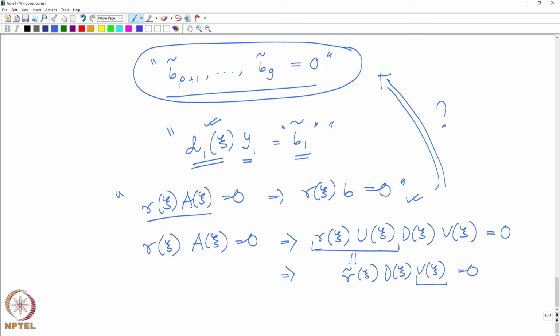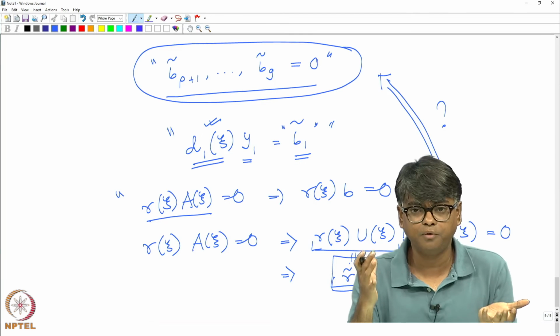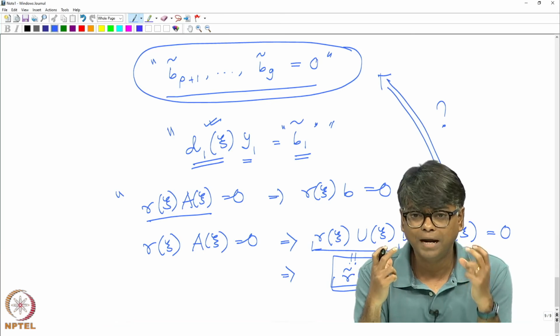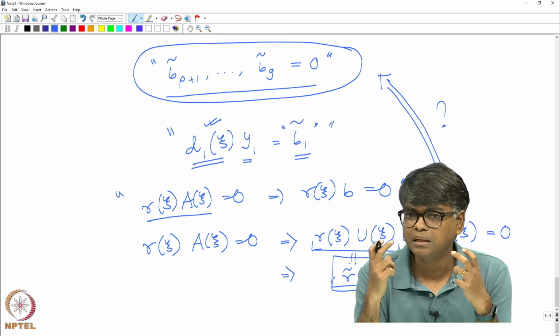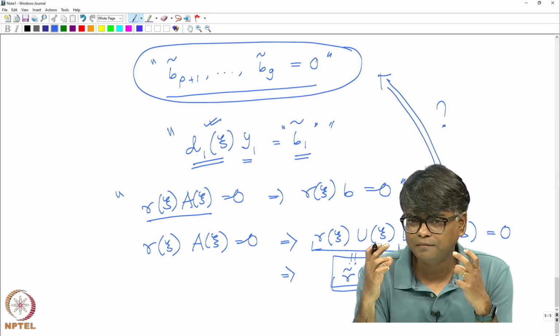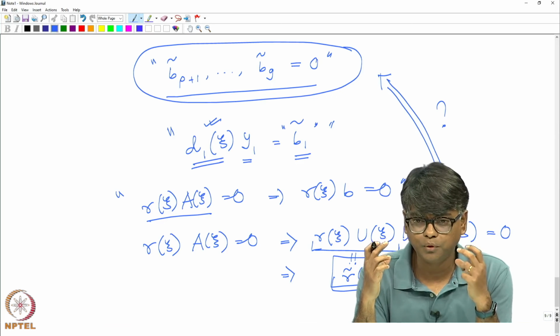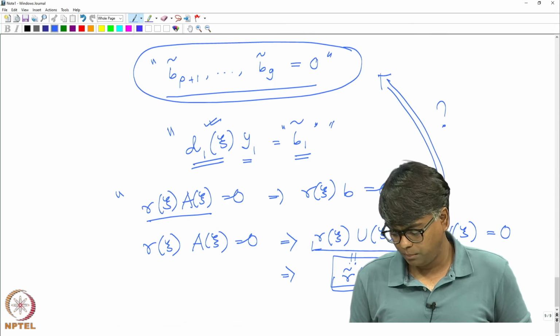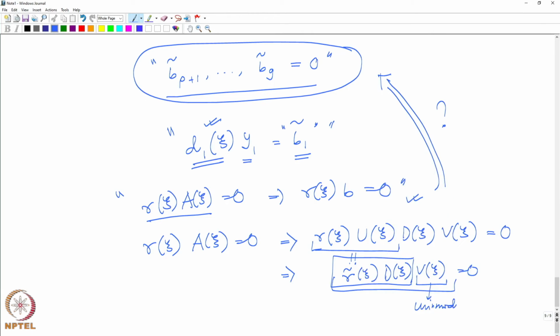Now, because V(ξ) is a unimodular matrix, it has an inverse. So this product is 0 only if this guy is a 0 vector. Remember, for matrices with constant entries as well, when you have a matrix-vector multiplication that goes to 0 and the matrix is invertible, Ax is equal to 0 where A is a non-singular matrix if and only if x is the 0 vector. Likewise, because V is a unimodular matrix, it is invertible, so such a product is equal to 0 if and only if the remaining product is equal to 0.